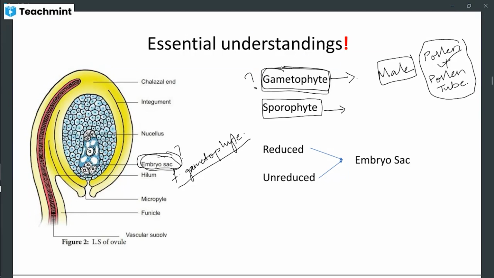Can anyone answer what is the ploidy of the gamete in case of female as well as in case of the male side? What is the ploidy level? Haploid. Okay, haploid. Will it be always haploid? In case of endosperm, the ploidy is 2n, diploid. In other cases, all gametes are haploid.